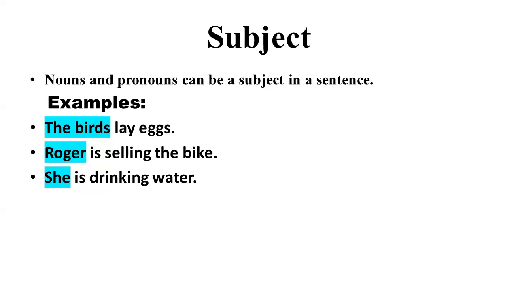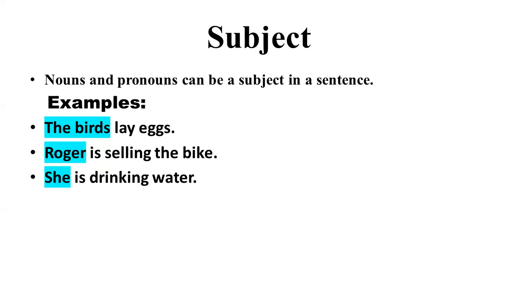Let us look at the other example. Roger is selling the bike. There is a piece of information in this sentence that someone is selling the bike. So we will ask the question, who? We will ask ourselves, who is selling the bike? The answer to this who is the subject. And we come to know that it is Roger who is selling the bike. It is Roger about whom we are talking. So Roger is the subject in this sentence.